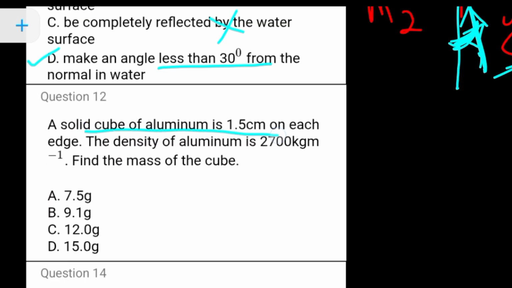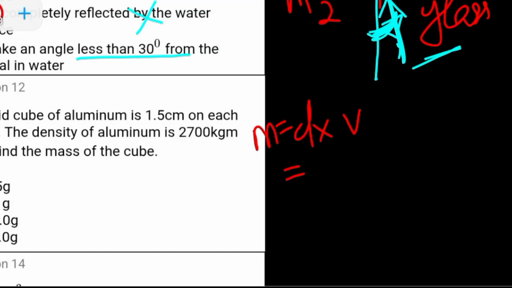A solid cube of aluminum is 1.5 cm on each edge. The density of aluminum is 2,700 kilogram per meter cube. We have to find the mass. So density is mass over volume. So that means mass is density times volume. So D times V will give you mass. So the next thing is to check the density. Density is given as 2,700 kilogram per meter cube.